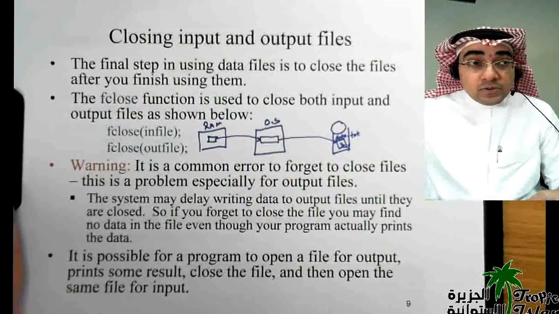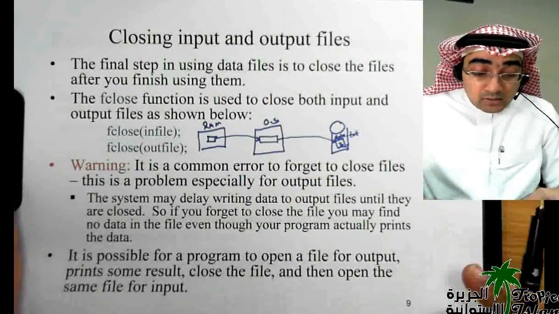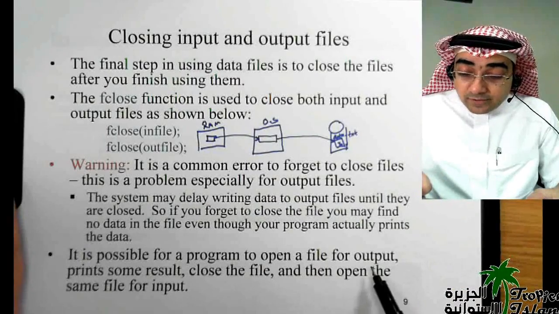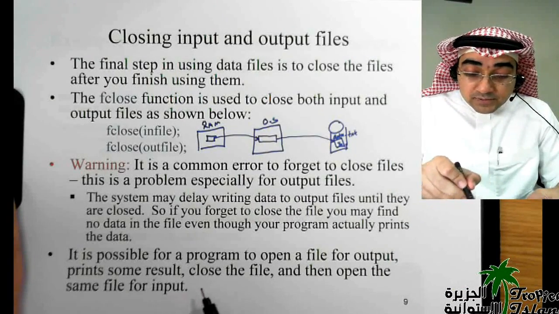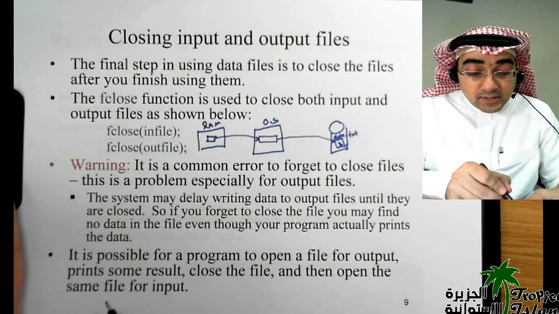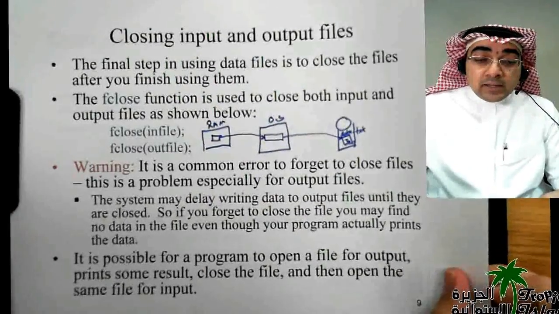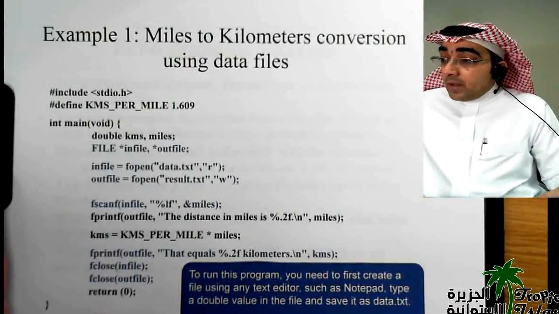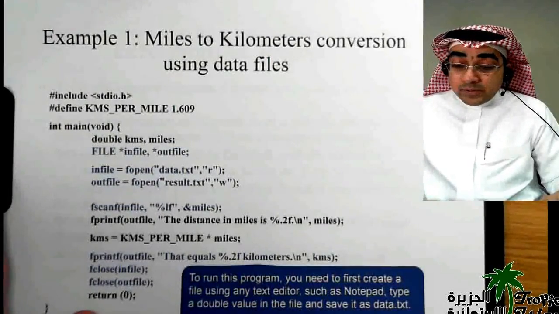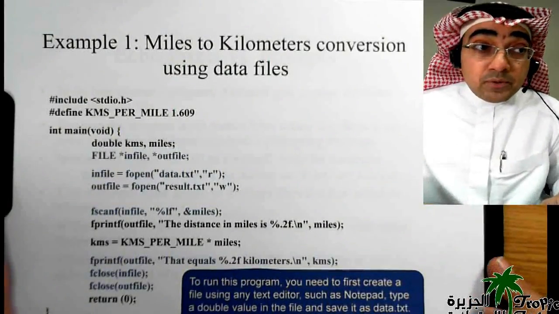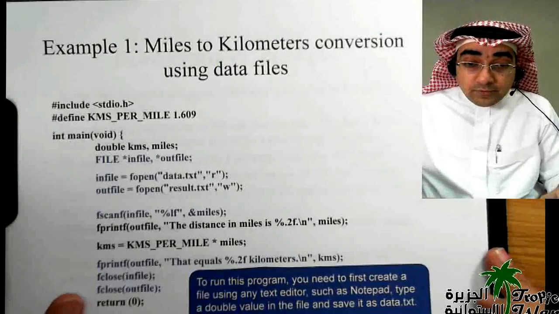Okay, it is possible for a program to open a file for output, print some result, close the file, and then open the same file for input. So you can close and open a file as much as you like in C programming. Here is an example, and we're going to go into details in the example of what the computer basically does when you are dealing with files.